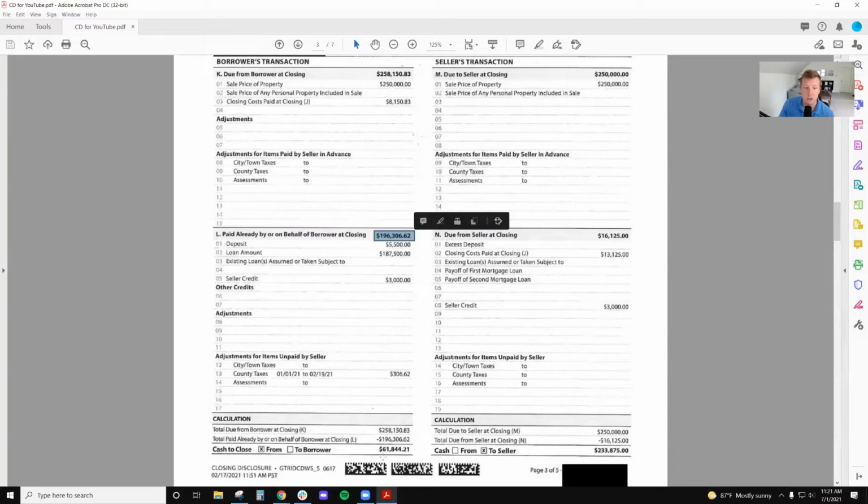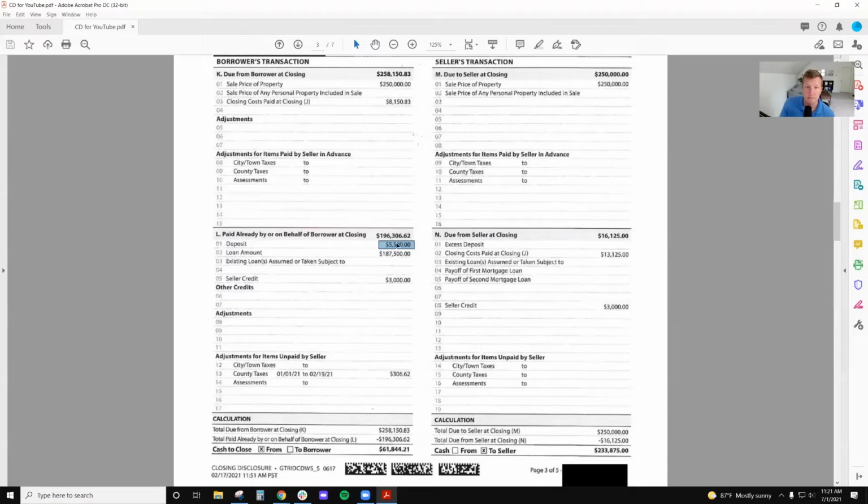And what we're trying to figure out is what is our total cash from borrower at closing. So when I'm at the closing table, what number do I need to put on the check to close? And it's $61,844, and we get that by subtracting the $196,000 number from the $258,000 number. The $258,000 number is right here. The $196,000 number is right here. Now, sometimes people get confused with this, like paid on behalf of or already paid by the buyer. But you've got to remember, if I'm buying something for $250 and I put $5,500 of escrow in, then I'm not going to go and pay $250 at closing.